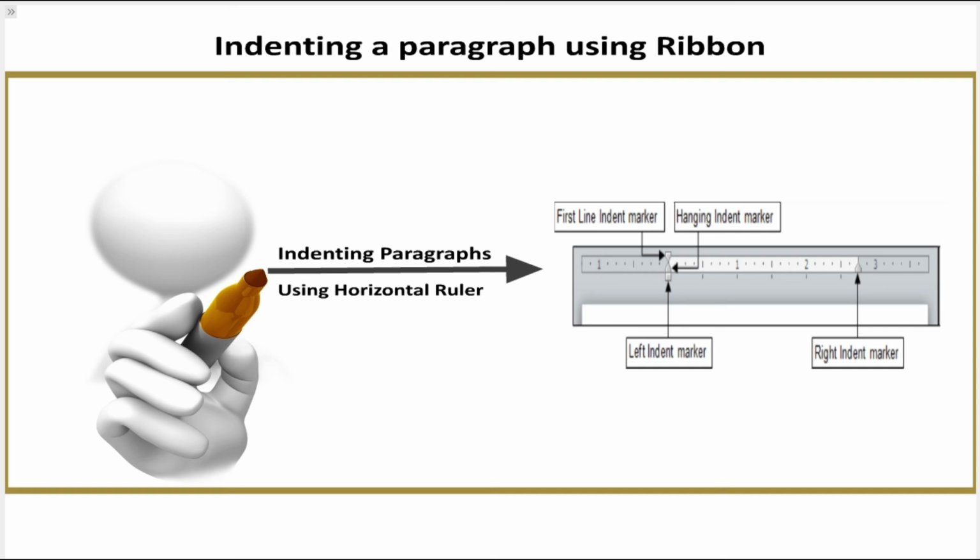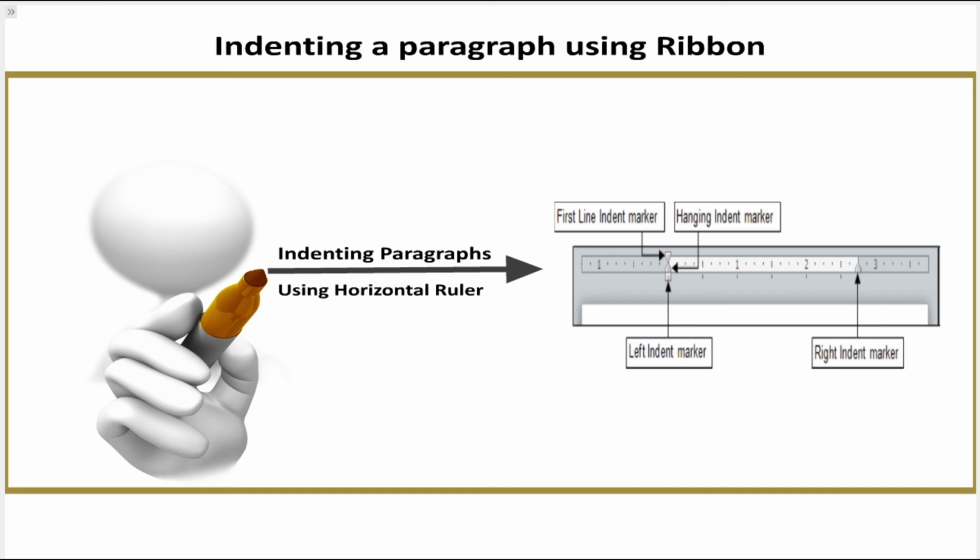To create a first line indent, drag the first line indent marker to the position where you want the first line to start. To create a hanging indent, drag the hanging indent marker to the position where you want all lines except the first line to start.